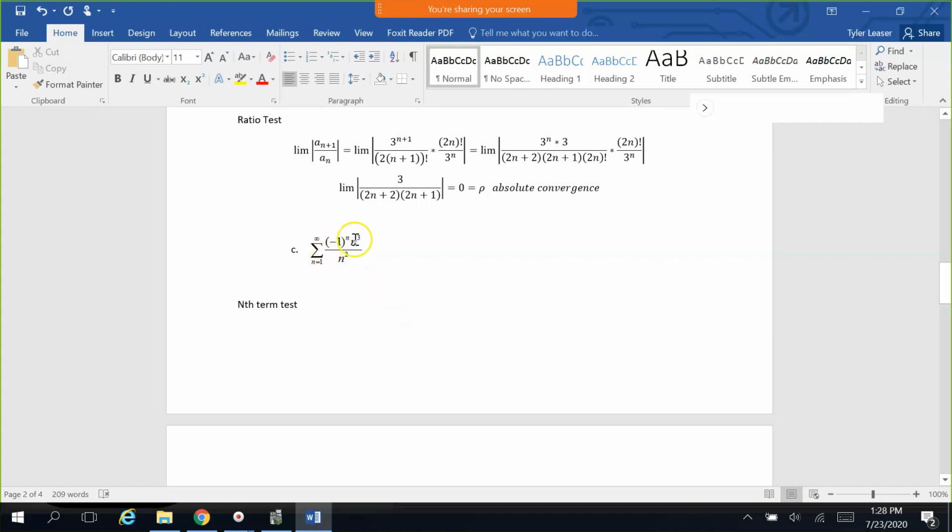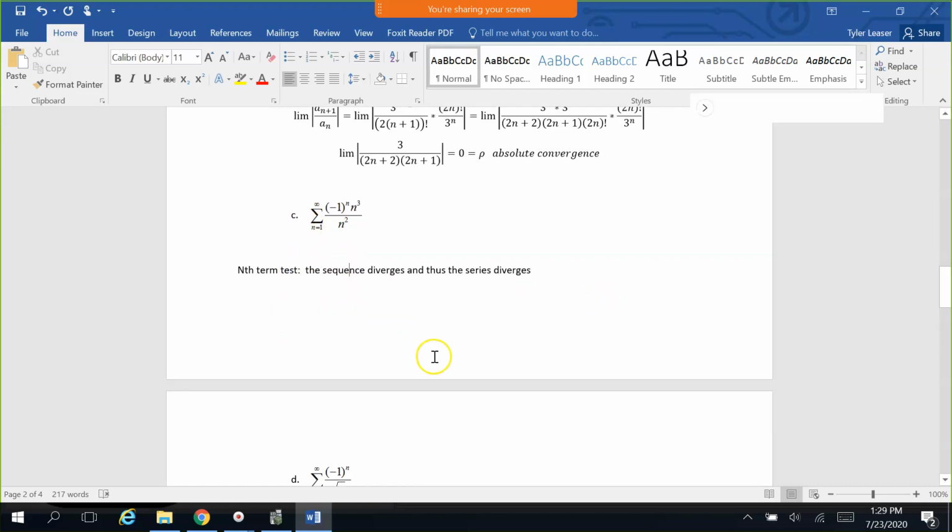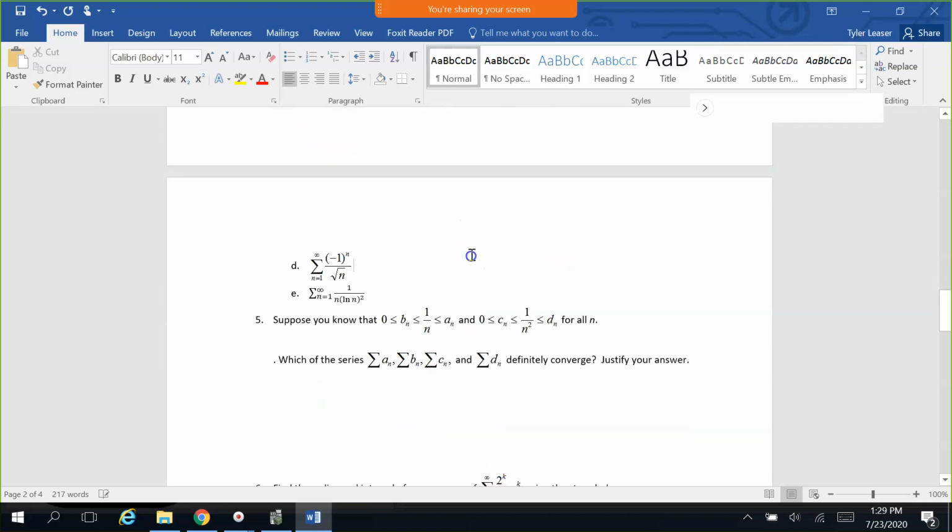Because if I look at just the sequence part, the inside, and I take n to go to infinity, because I have n cubed up top and n squared on the bottom, this is going to blow up to infinity. So by the nth term test, the sequence diverges, and thus the series diverges. Okay, so that was a pretty easy one. I almost think that there was like a mistype there, because that's a weird looking series. Let's move on.